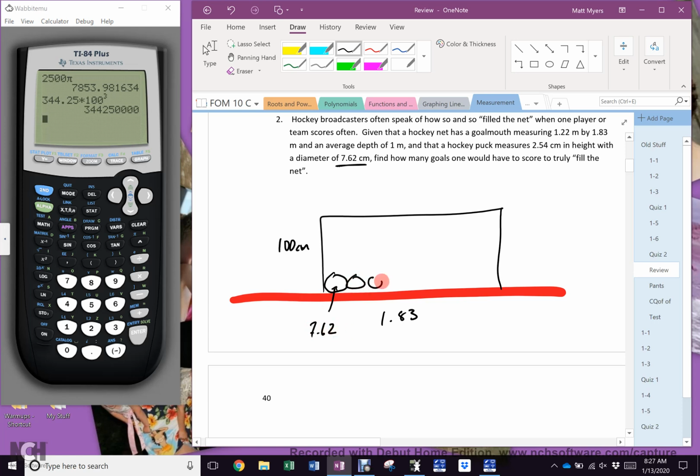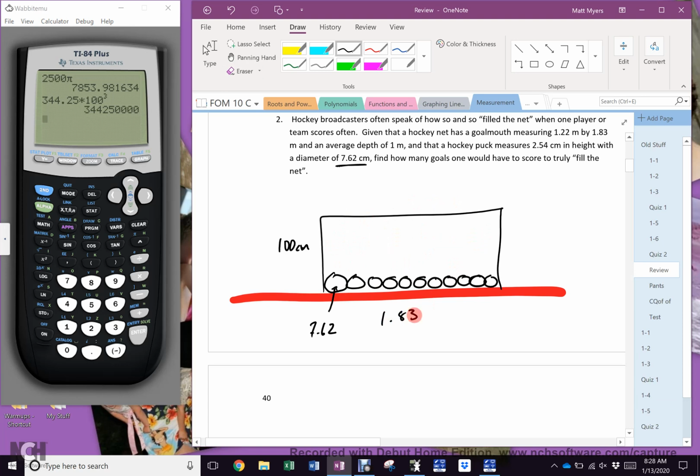So how many pucks can I put across this way? What do I have to do with those 2 numbers? What am I doing with the 1.83 meters? There's only 4 kinds of math, ladies and gentlemen. Even if you didn't get the question right, somebody should be telling me what I have done to this distance. You got a 1 in 4 shot, even if you don't know anything about numbers. What math are you doing when you take something and cut it into pieces? Thank you. You are dividing.